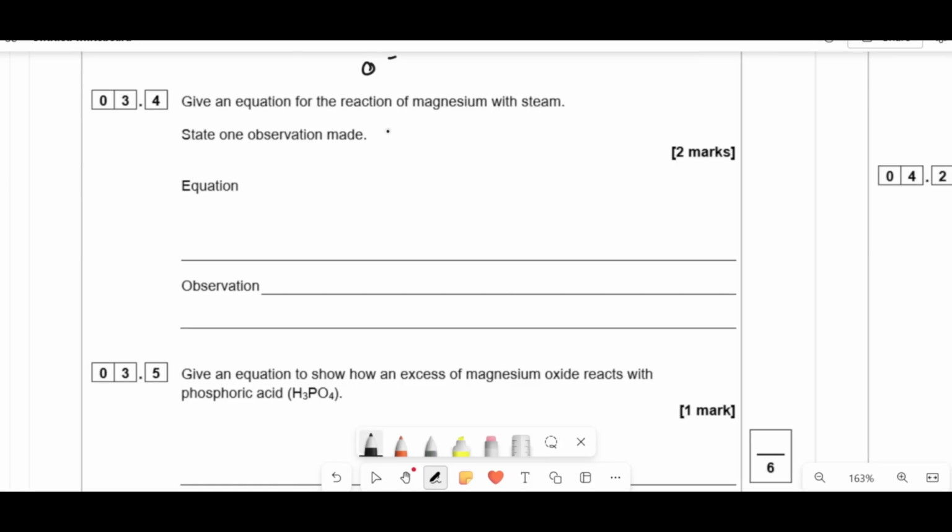So it says, give an equation for the reaction of magnesium with steam and explain one of the observations made. So again, start with what the question's telling you. It says magnesium, which we're reacting with steam. So you're going to be reacting it with H2O. Now, this is, again, a specific example you need to know. What it makes is magnesium oxide and then whatever's left over. So we've used up our O and we've got H2 left, so it's probably going to be H2.